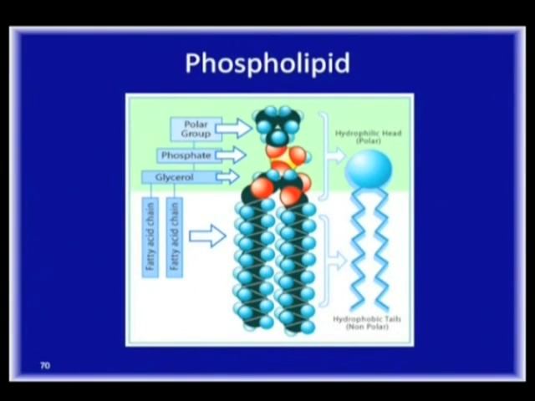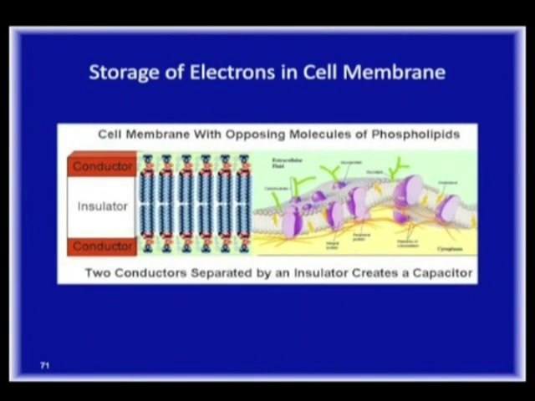Our cell membranes are made up of phospholipids, a specialized fat. They have a ball and 2 legs. The ball is an electron conductor and the legs are electron insulators. Cell membranes are made up of opposing pairs of these phospholipids. Thus you have 2 conductors separated by an insulator. Any place on the planet you have 2 conductors separated by an insulator, you have what's called a capacitor. A capacitor is something designed to store electrons, and thus our cell membranes are designed as little batteries or to store voltage for the cell.